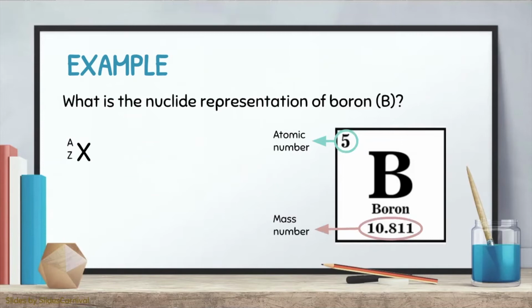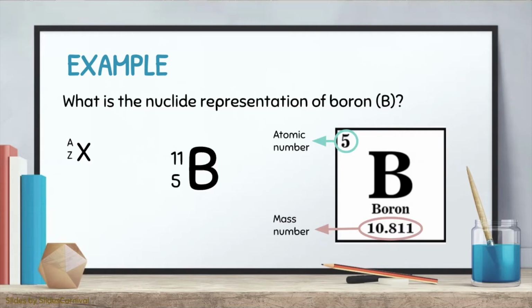Here's a breakdown of boron from the periodic table. Most periodic tables will have these numbers laid out like this, with mass number at the bottom and atomic number at the top. But if not, just note that the mass number is bigger than the atomic number in every case except for hydrogen, in which case both the atomic number and the mass number is 1.